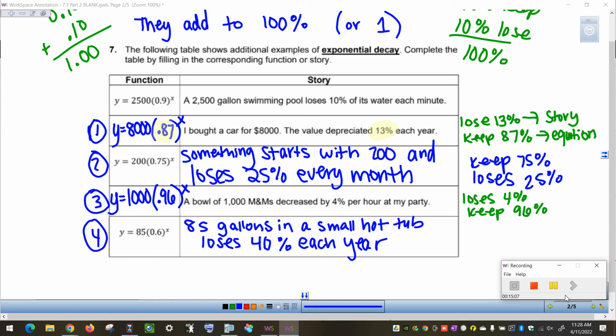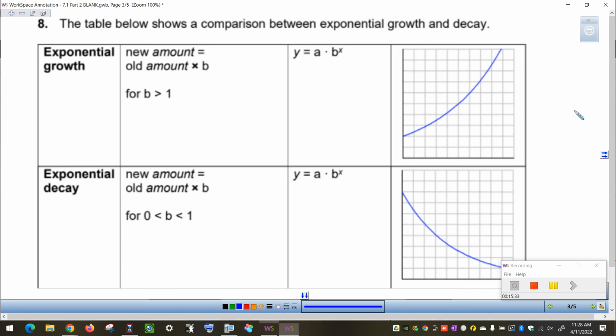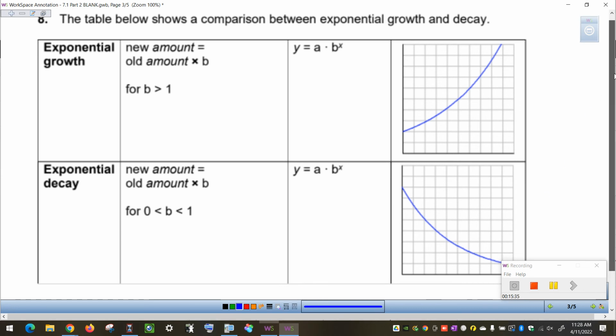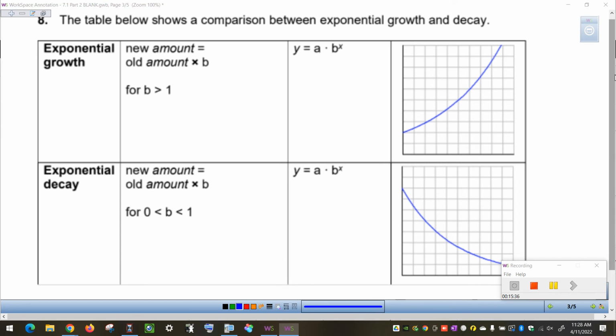Okay, let's go ahead and turn over to the back side of our paper. We have been talking mainly about decay here on the front side, and on the back, we are going to get a little comparison, side by side, between growth and decay. So this is going to help us with our first learning target of how do we identify what kind of situation a function is modeling.